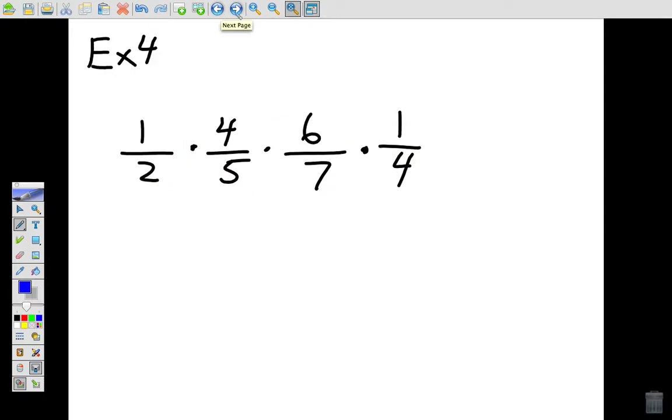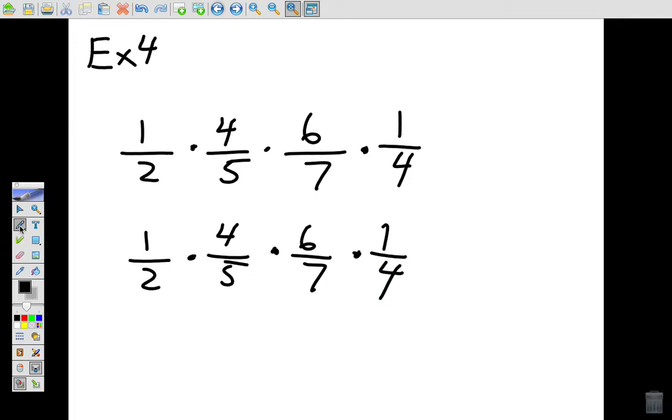In example 4, the difference in this one is that you have more than 2 fractions. And the point I'm trying to make here is that I'm going to rewrite this problem again so I can show you a couple different ways, and it doesn't matter which way you do this as long as you do it correctly. So on the top one, I can divide both 2 and 4 by 2. Is there any place else? Yeah, I could divide both the 6 and the 4 by 2. 4 divided by 2 is 2. 6 divided by 2 is 3. But also, notice now, I can then divide these 2's by 2.